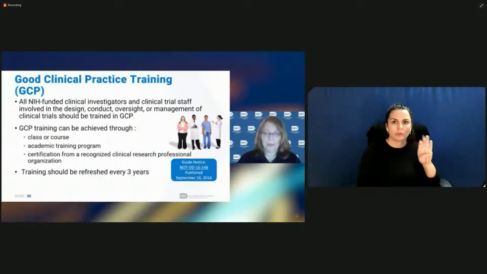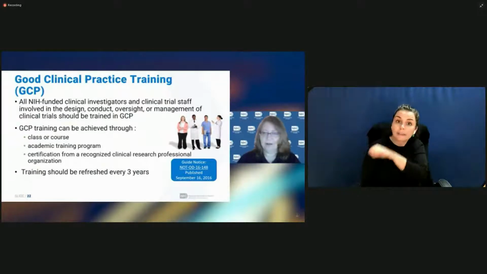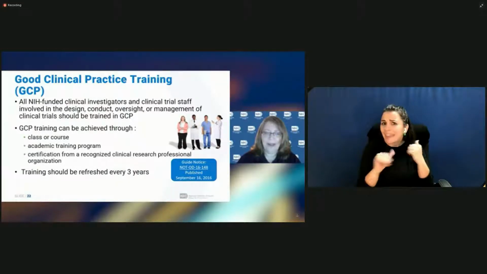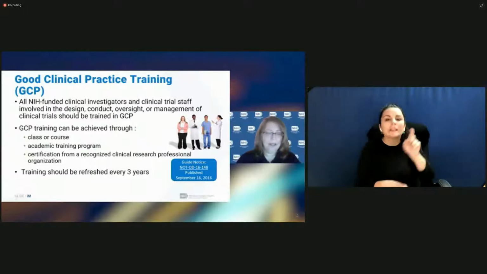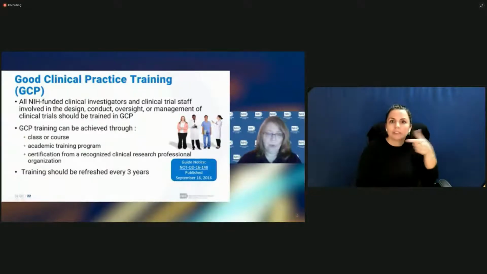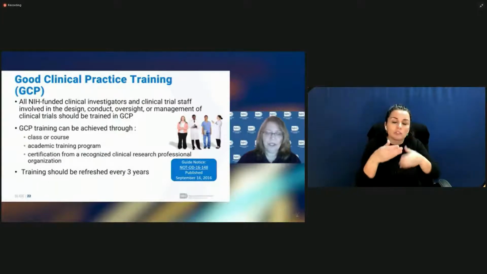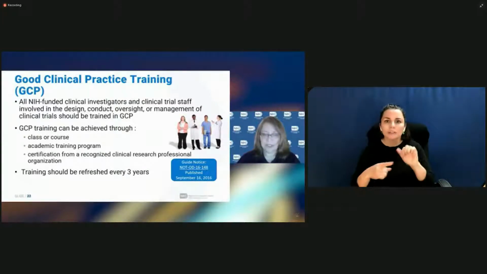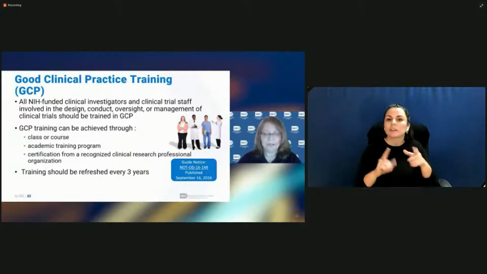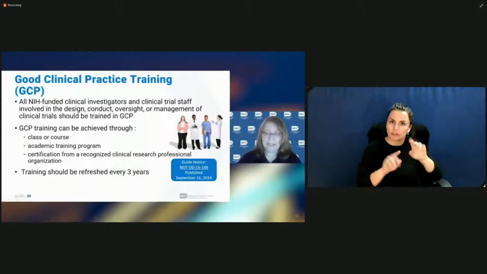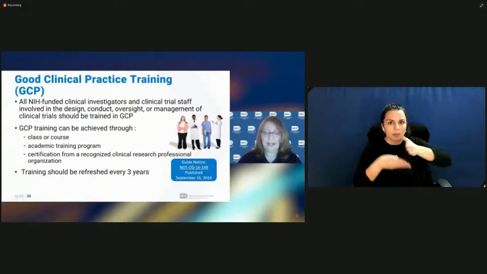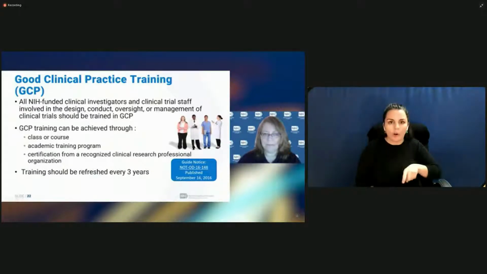Clinical trials also have a requirement that all of the investigators and staff that are involved in basically anything, design, conduct, oversight, management, etc., have to be trained in GCP. And the GCP training requirement can be achieved through any number of things. It can be a class, a training program, or a certification from a recognized professional organization. But it has to be done by all of the staff, and the training has to be refreshed every 3 years.